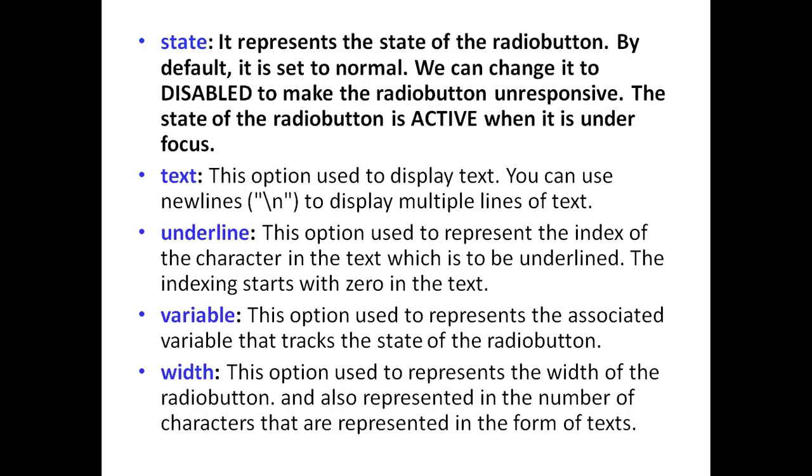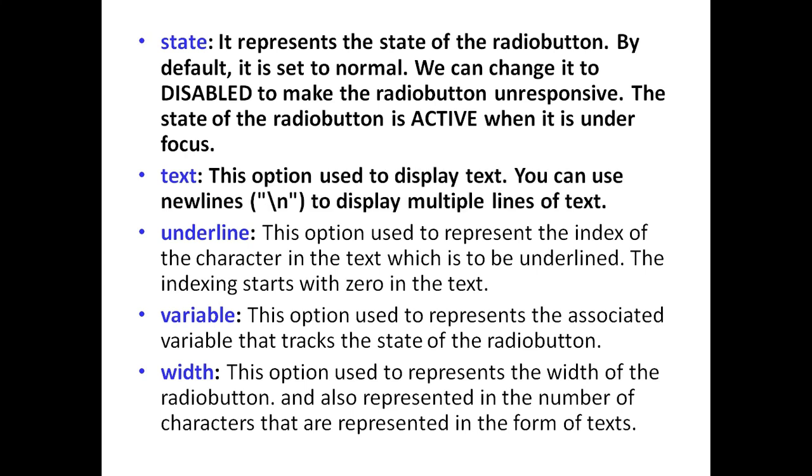Then state. State represents the state of the radio button. By default it is set to normal. We can change it to disabled to make the radio button unresponsive. The state of the radio button is active when it is under focus. The text option is used to display the text on the radio button. You can use the newline character, that is \n, to display multiple lines of text.